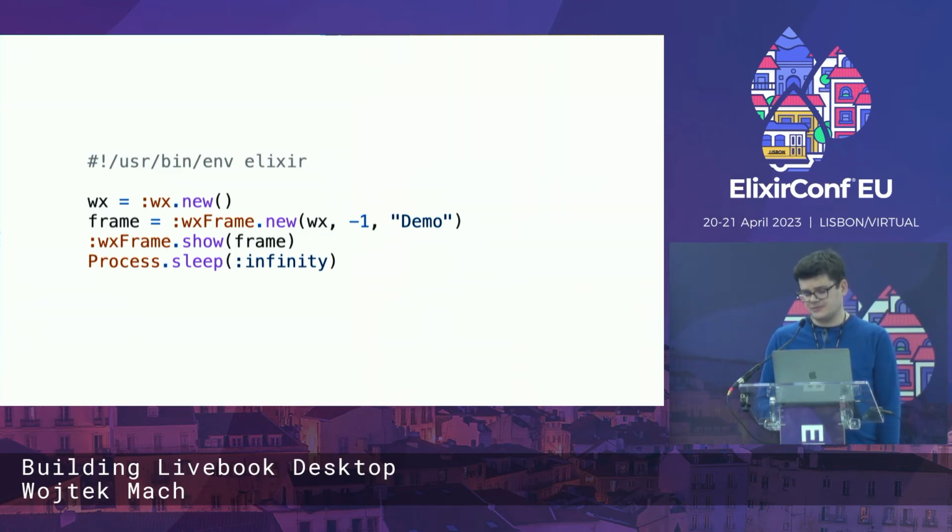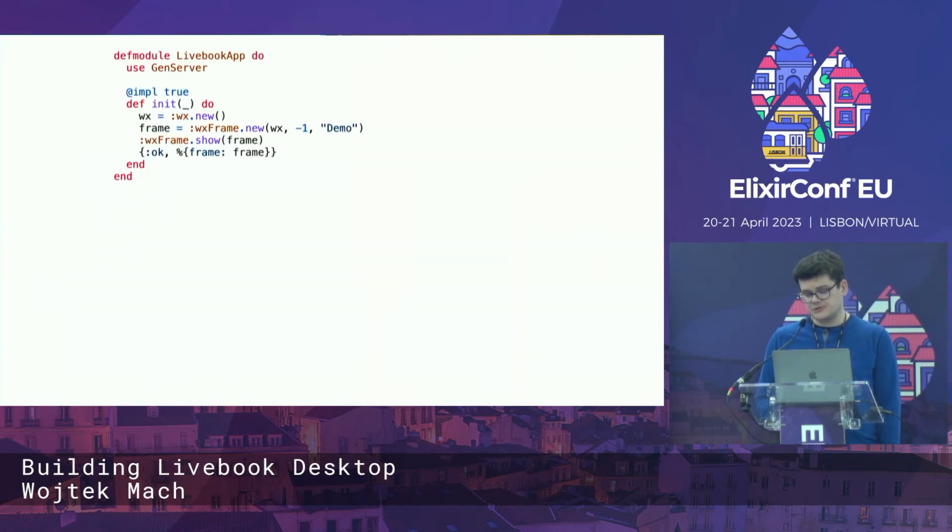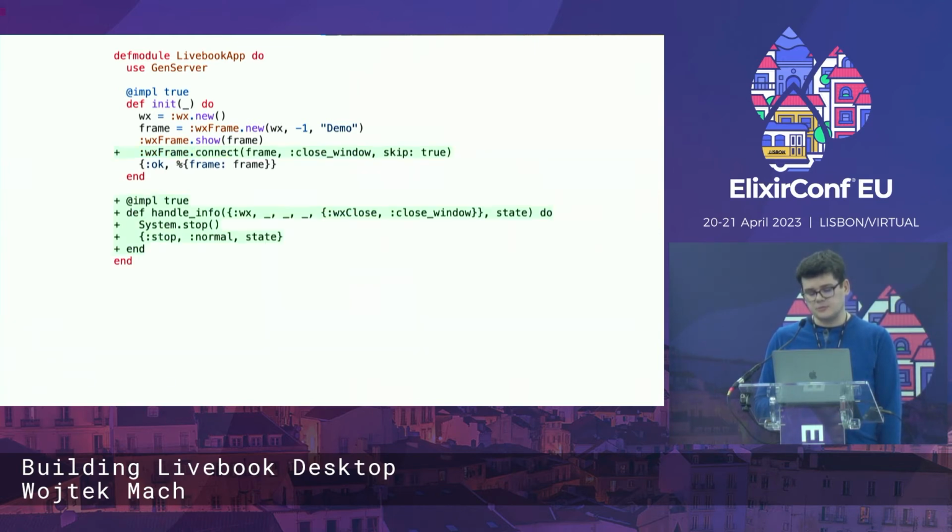This is just a script, so not really production ready. Something more structured would be to put that into a GenServer. Then what we can do is wx has this connect function which subscribes to events. We can subscribe to the close window event of that frame, and then we start getting messages. When that event happens, we get a plain Erlang message, and because we are in a GenServer, we can handle that. I think this is actually a pretty nice API. It's very much Erlang. We just send messages, handle messages. I think it's actually pretty great.